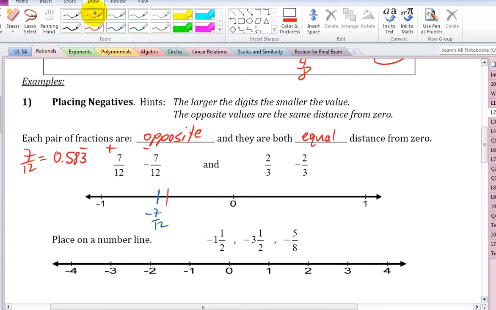Now don't forget, positive 7 over 12 will be just beyond half over here. Notice how these distances are equal. Okay, those distances are equal.